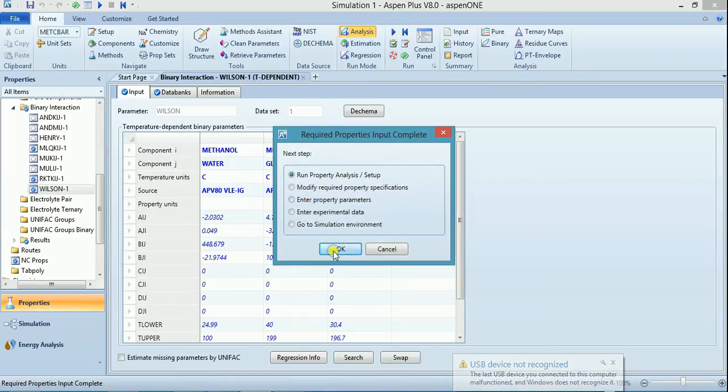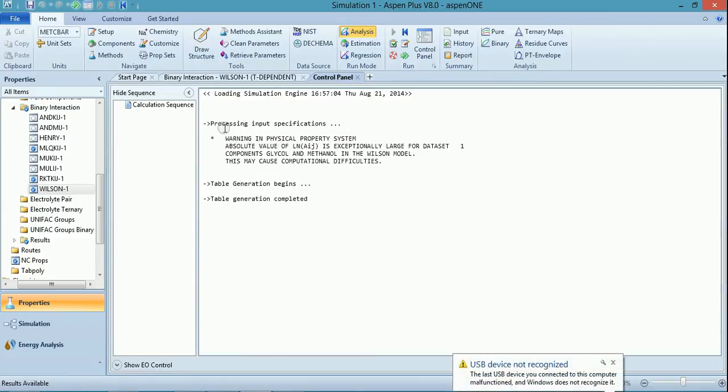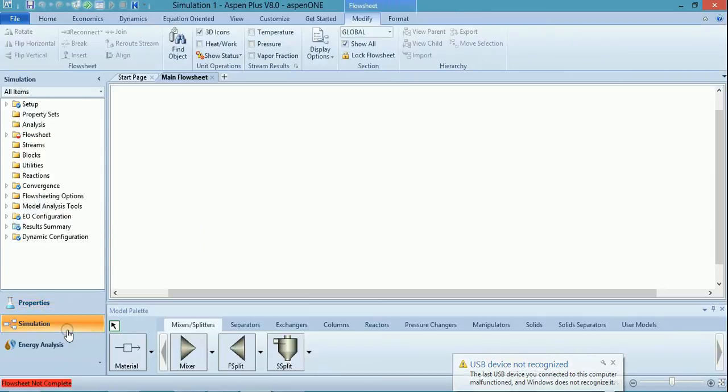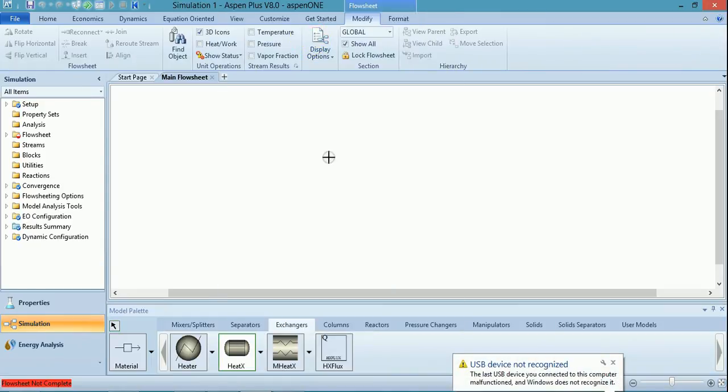We can click on next. The property analysis setup will be run right now. It's processing the input specification. Okay, some computational difficulties might occur. Okay, table generation is complete. Now we move on to the simulation tab. We'll be using the heat exchanger that is under exchangers, the HeatX model. We click it on the screen.